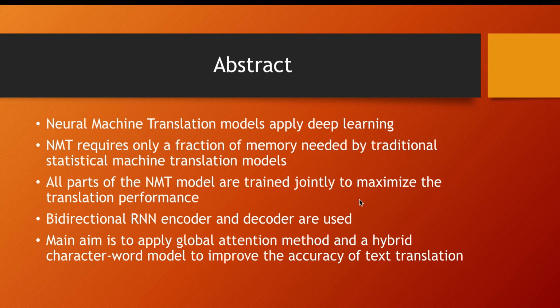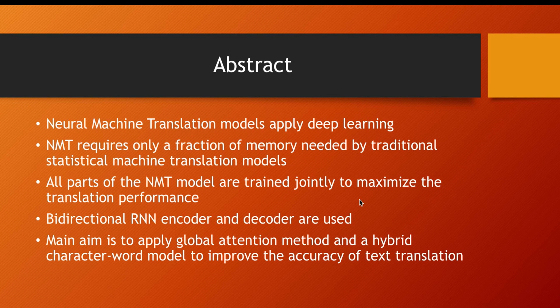NMT requires only a fraction of memory needed by the traditional statistical machine translation models. Also, all the parts of the NMT model are trained to jointly maximize the translation performance. That is, they work hand in hand, keeping in mind the performance. And hence, we get better results with NMT.